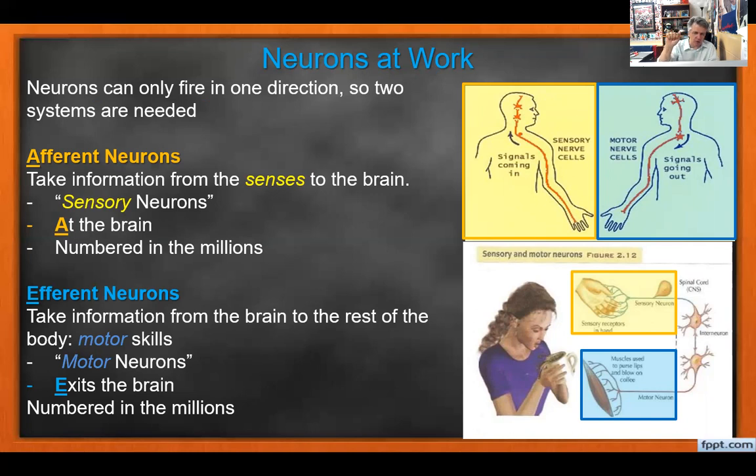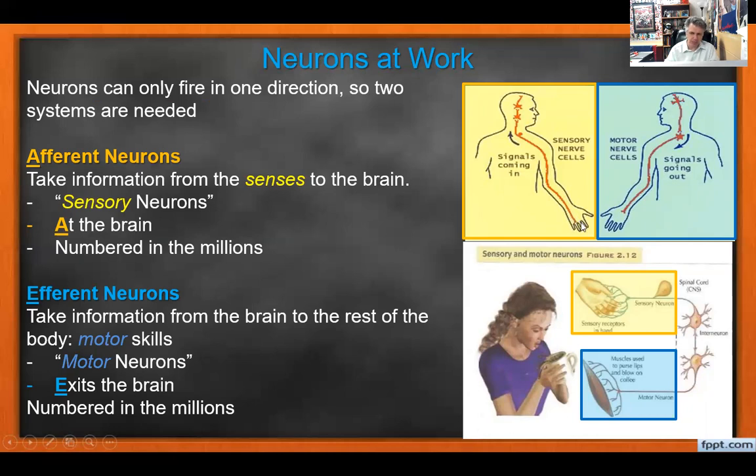I am doing that with efferent neurons. Now, feeling it, those are afferent neurons. But asking myself to pick up the pencil, to write, to talk, to do all these other things, to look over there as opposed to looking over there, those are efferent neurons. Those are motor tasks. So those go from my brain to my body and tell my body what to do.